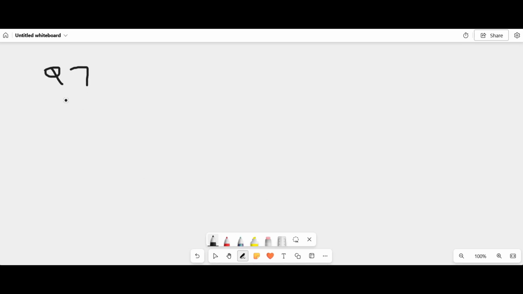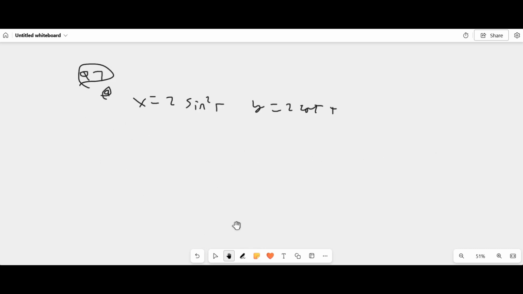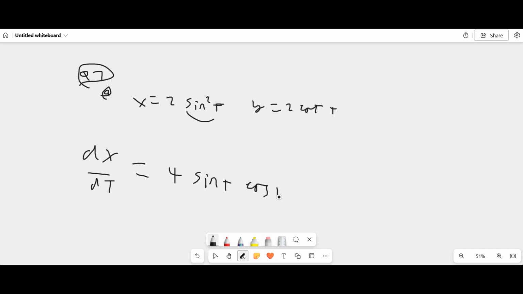Alright, next question 7a here. x is equal to 2 sine squared t. We've got y is equal to 2 cot t. Differentiate x: take the squared out, take 2 down, that's going to make 4, and then take away 1 from the power, so 4 sine t. Then differentiate sine, you're going to get cos, so cos t. Then dy over dt is going to be negative 2 cosec squared t.